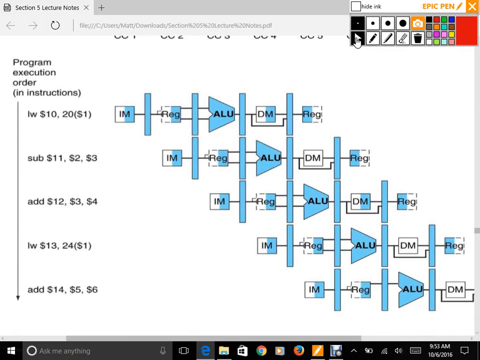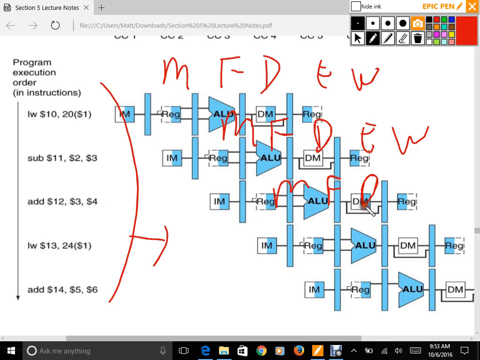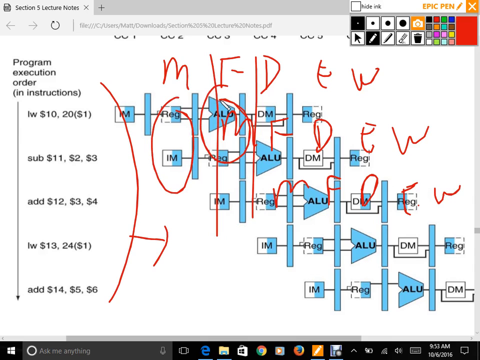This is a diagram you'll see in the textbook, and you can use this. There are simpler ways to do this. Students are doing this on the exam, you'll see IF, decode, execute, and write back, and they see IF, decode, execute, write back. You see how this is working? You don't have to draw these registers, you don't have to draw the ALU every time. This is a description of what's actually going on.